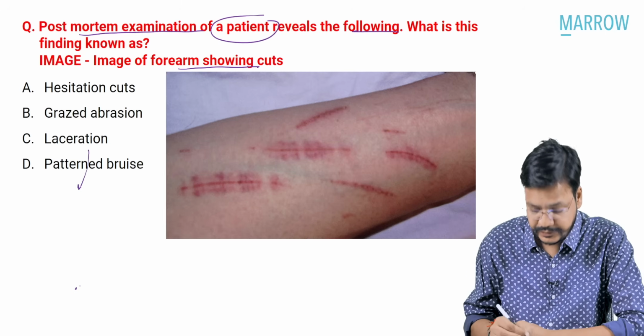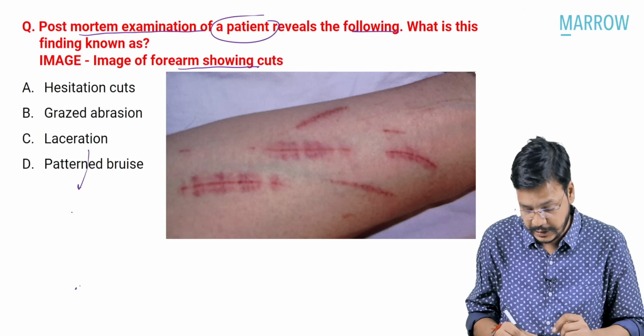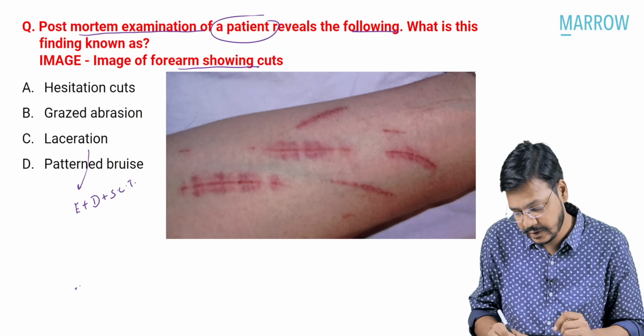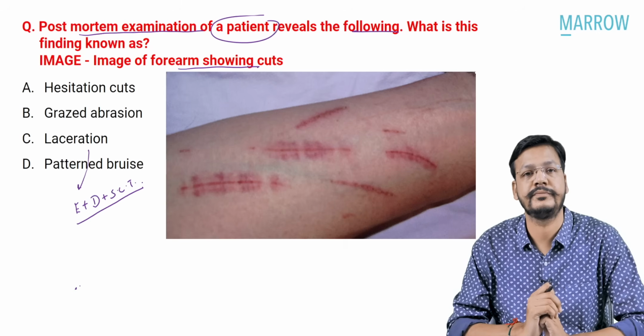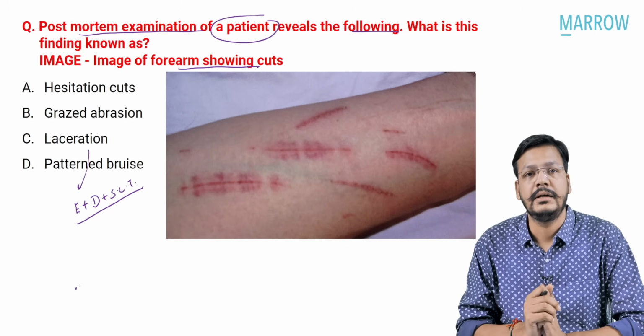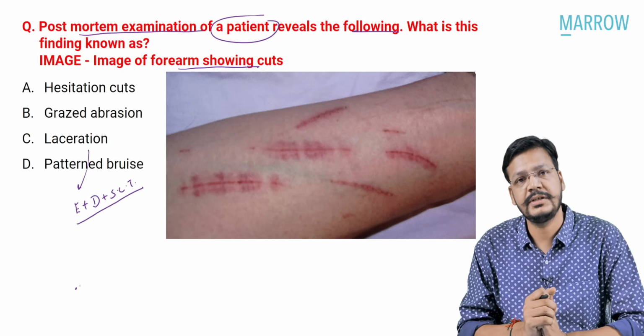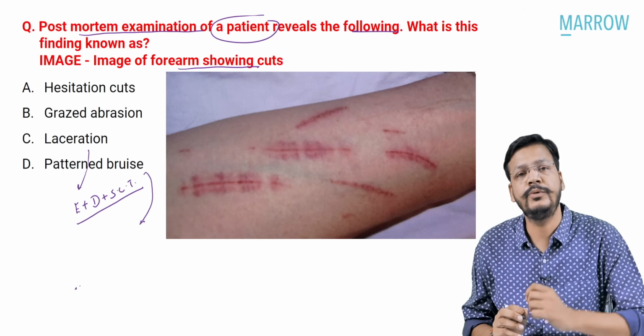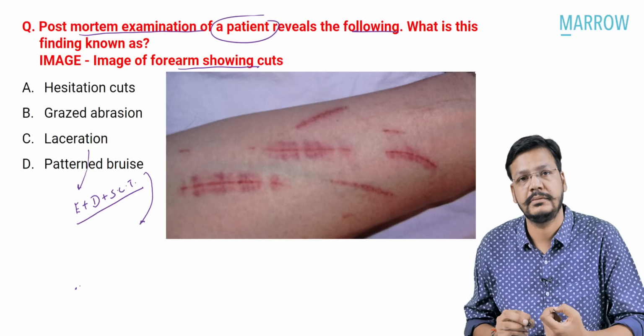Everyone knows laceration is caused by heavy blunt force. It leads to splitting of the surface, the epidermis, dermis, and subcutaneous tissue. This is laceration. Now, pattern bruise, the bruise which forms a pattern.